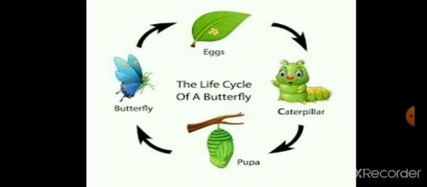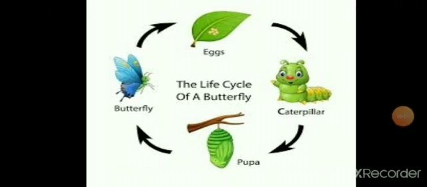Now here you can see at the top, on a leaf, there are eggs, and at the second stage you can see a picture of a caterpillar. When the caterpillar comes out of the egg, it is very hungry. It begins to nibble and eat the leaf on which it emerged from the egg. It eats very fast, so its growth is very rapid.